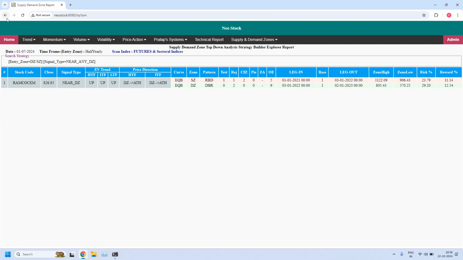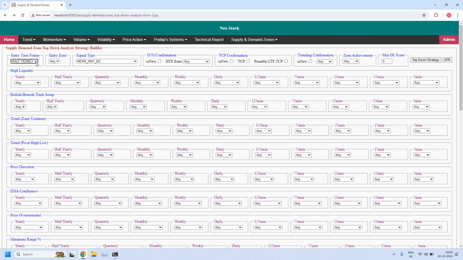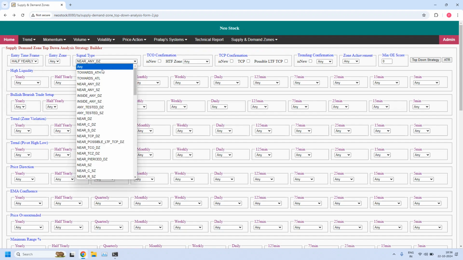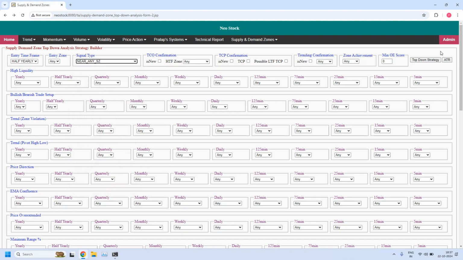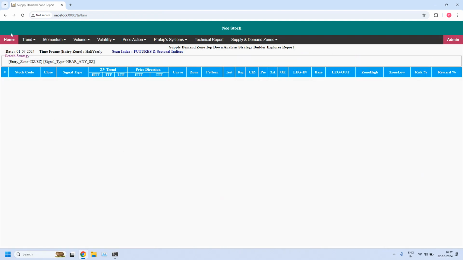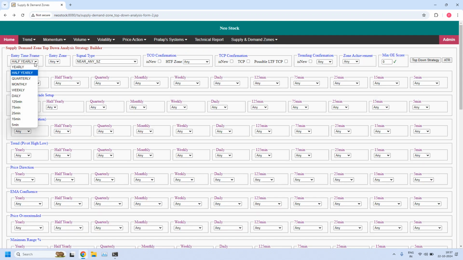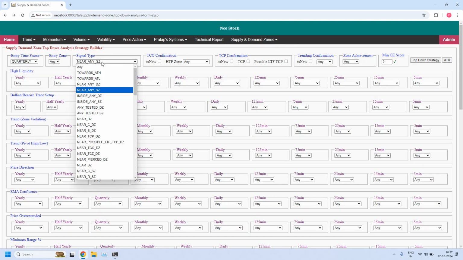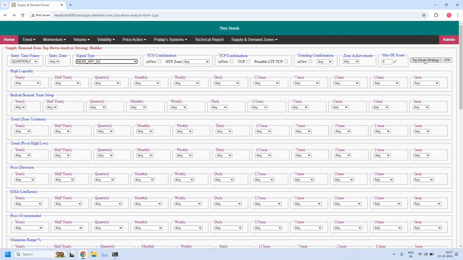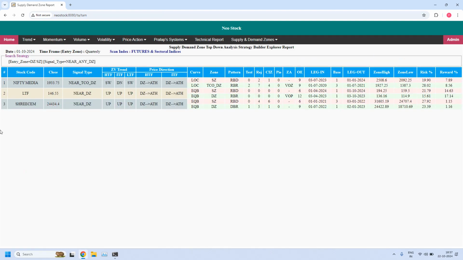Okay, next let's proceed with the next report for half-yearly time frame. Let's find the stocks near half-yearly supply zone. No stocks are available. I'm going back and changing the time frame to quarterly. Let us find the stocks near quarterly demand zone. 3 stocks are filtered.